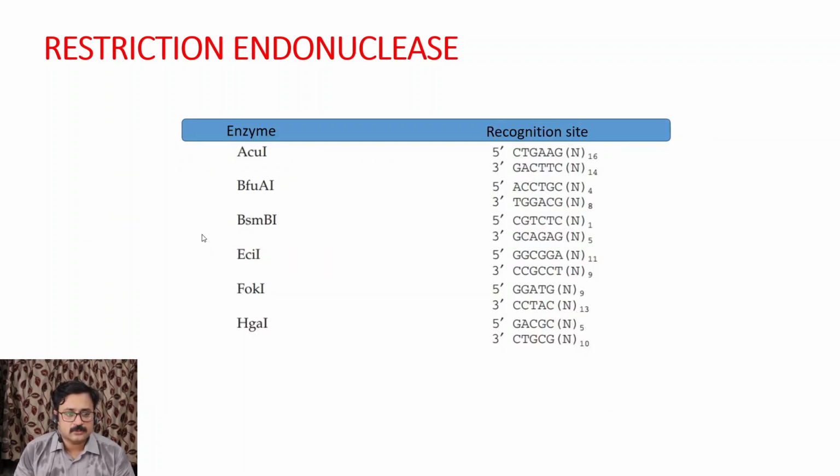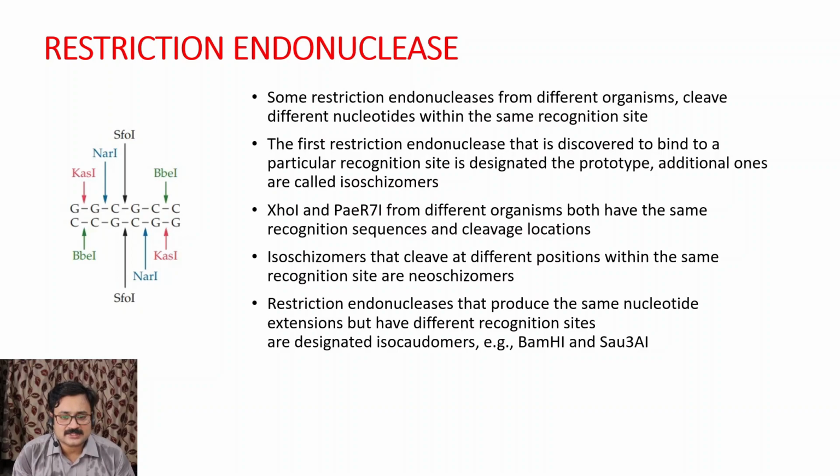And these are the examples of a few such type 2S restriction endonucleases. As you can see, all of them will actually go and cleave some nucleotides downstream or upstream. There are some restriction endonucleases which are collected or extracted from different organisms, but they have the same recognition site, and within that recognition site they cleave different nucleotides. That is the uniqueness. So these are restriction endonucleases extracted from different organisms, but they have the same recognition site and within that they cut different nucleotides.